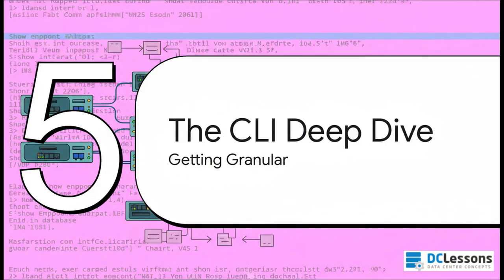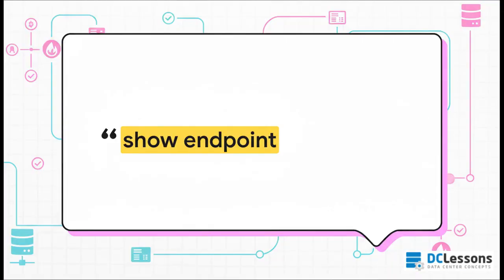Okay, the GUI is great for history and overviews, but when you need to know what a switch is thinking right now, for the nitty-gritty, real-time forwarding decisions, we've got to jump into the command line. And the command you're going to live by is show endpoint. Just burn that one into your brain. It's basically show MAC address table on steroids. It gives you all the MAC info you're used to, but it also ties in that all-important IP address.